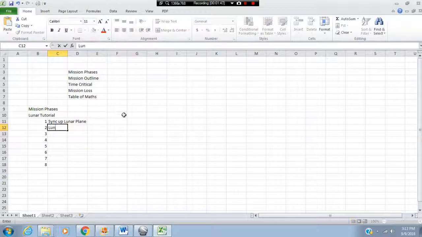The second thing is going to be launch and ascent to orbit. So you get into a parking orbit, and there you're going to check out all your systems and prepare everything that you need in order to run everything.